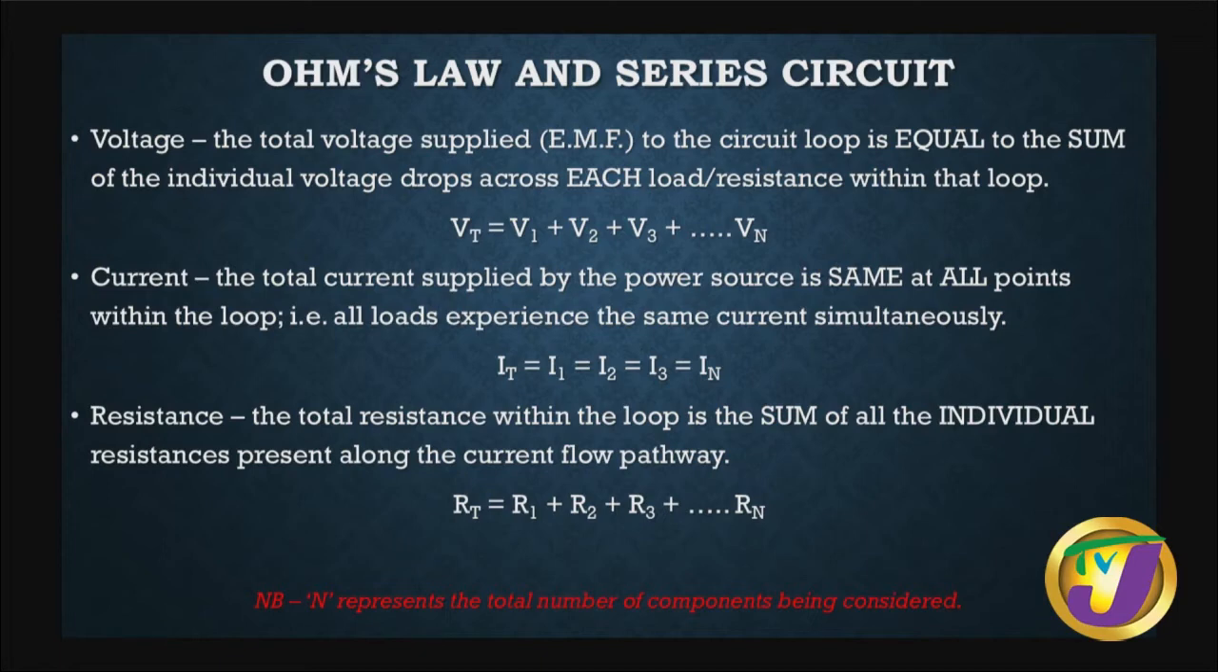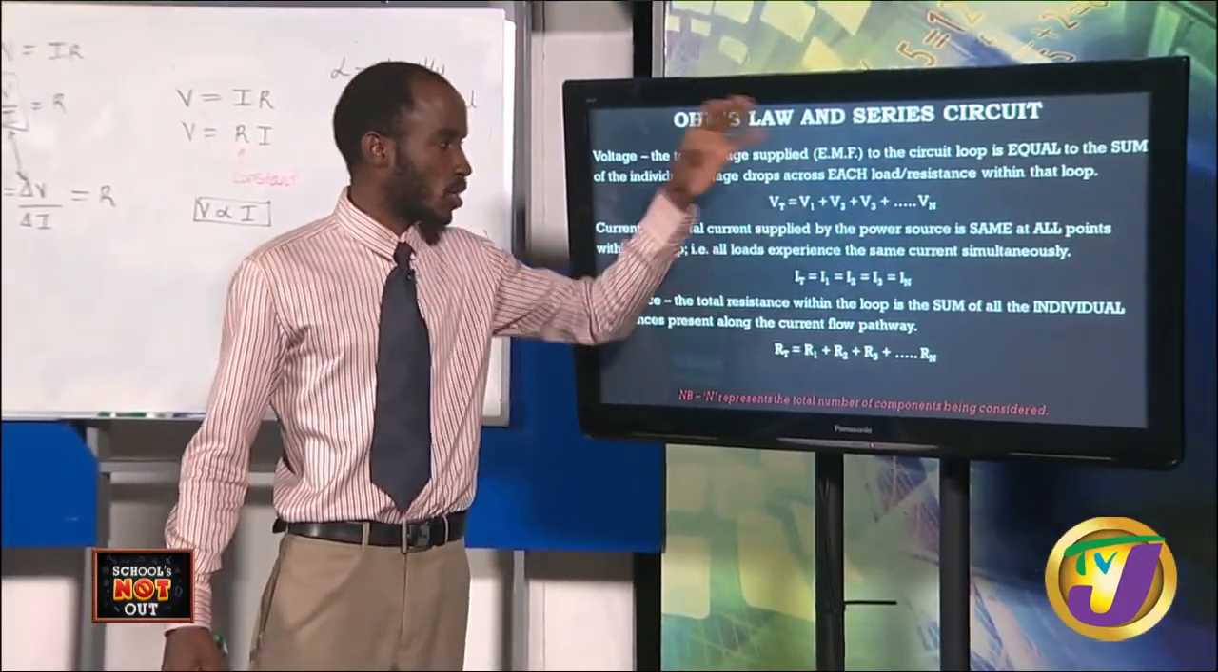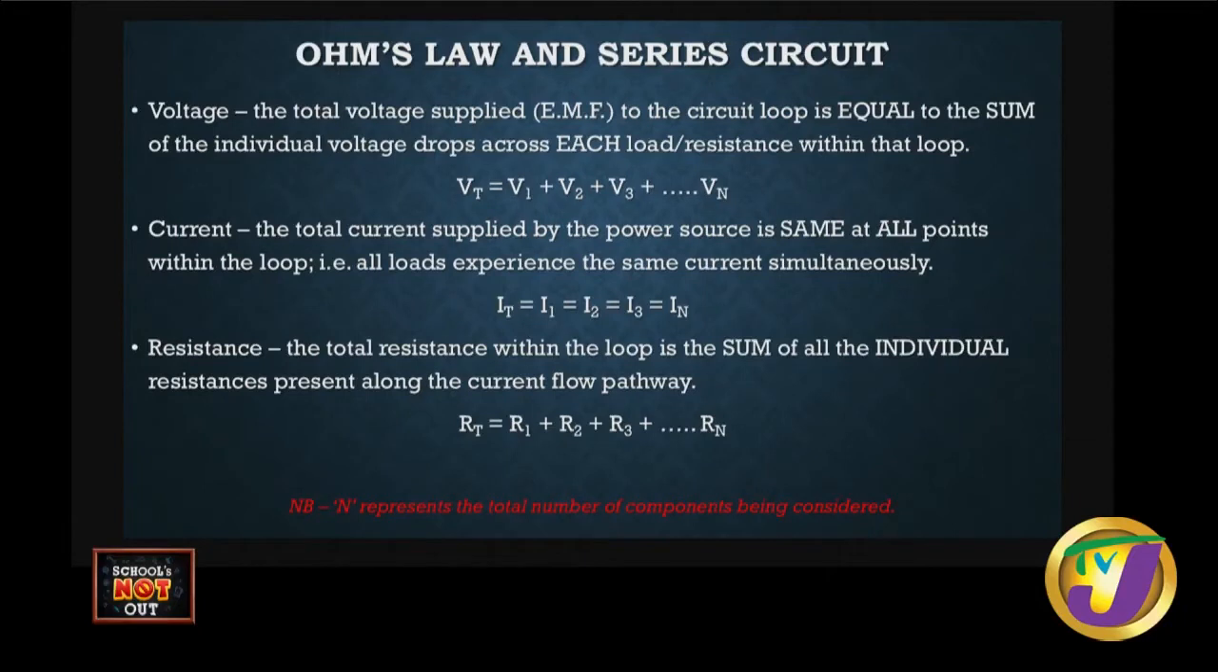So, in summary, voltage total is voltage 1 plus 2 plus 3, and so on, to however many voltage components you have. Current is the same throughout. Resistance is just simply adding the value of resistances that are there. And N here is just the number of components that you're considering.